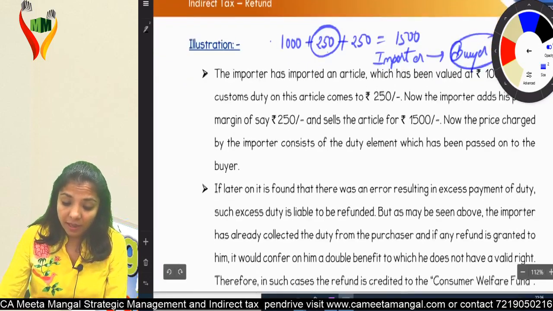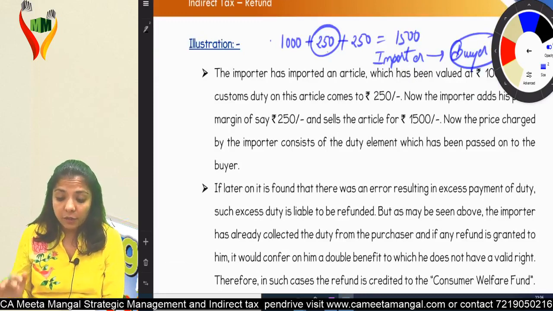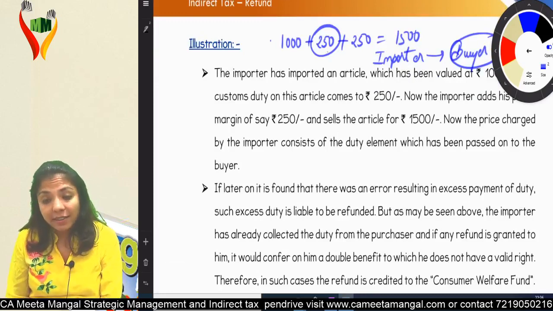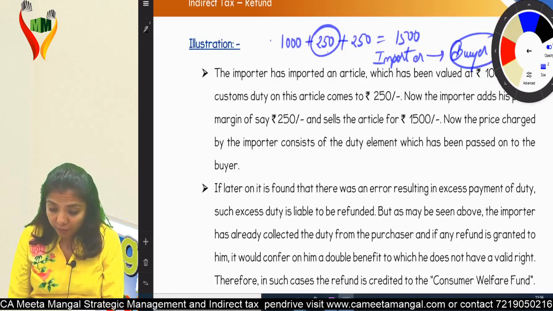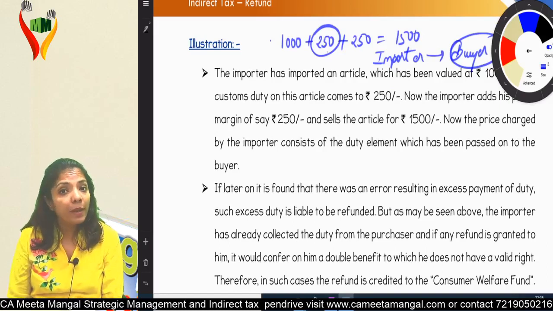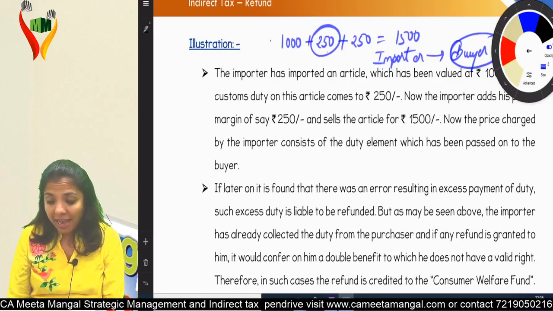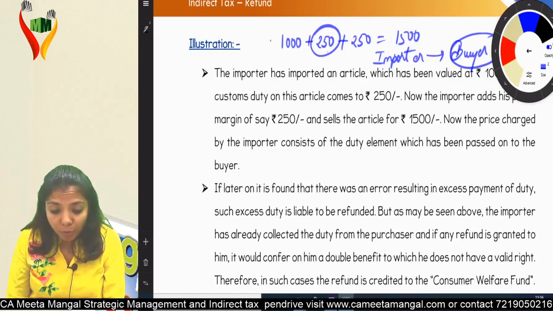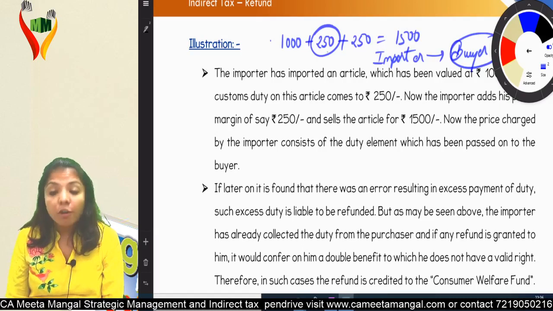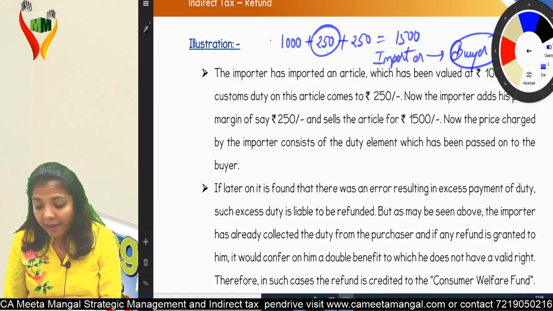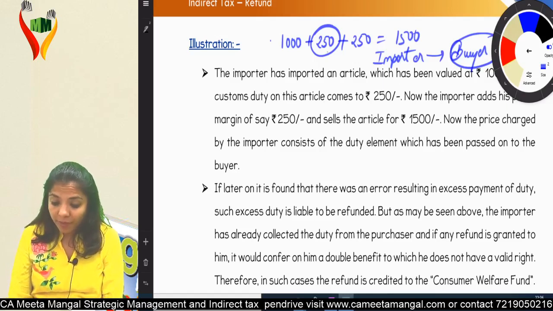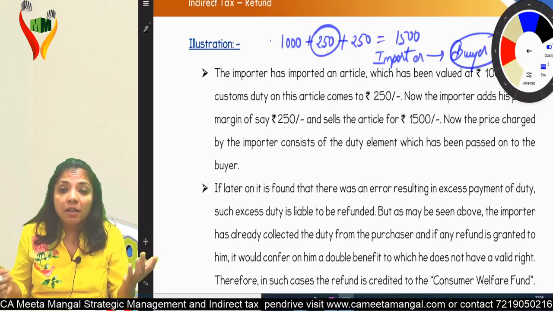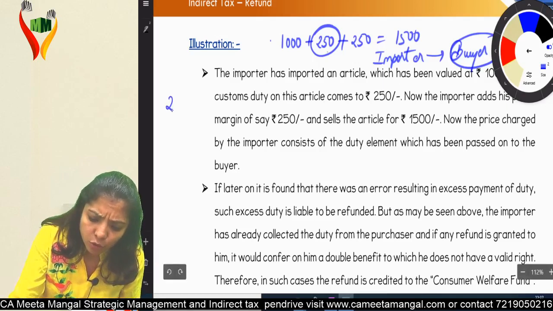If later on it is found that there was an error resulting in excess payment of duty, such excess duty is liable to be refunded. But as may be seen above, the importer has already collected the duty from the purchaser, and if any refund is granted to him, it would be a double benefit to which he does not have a valid right. See, suppose, assume out of this 250, you come to know that 50 was okay, 200 is excess.